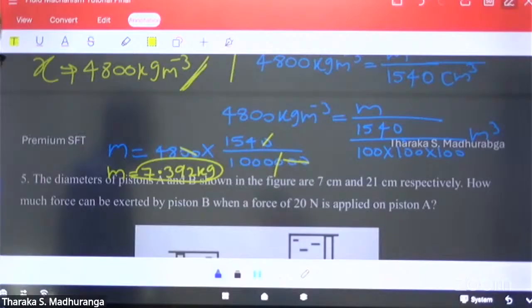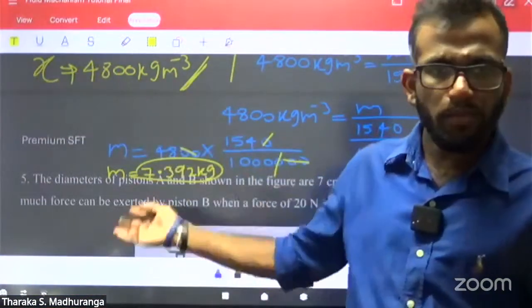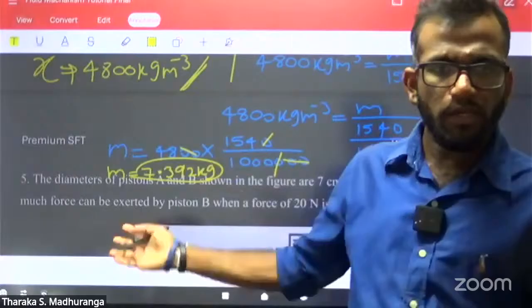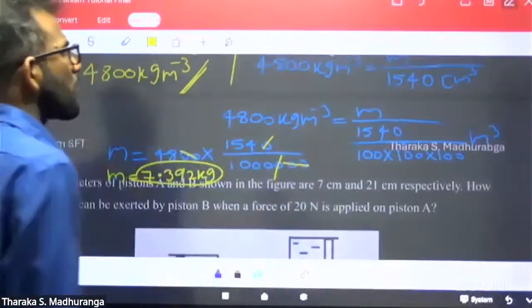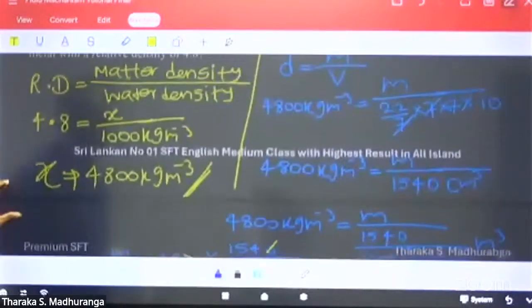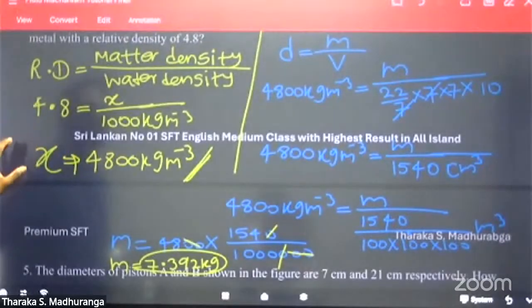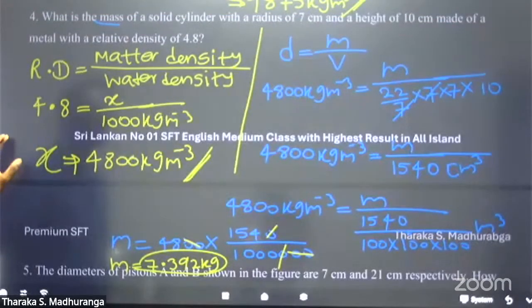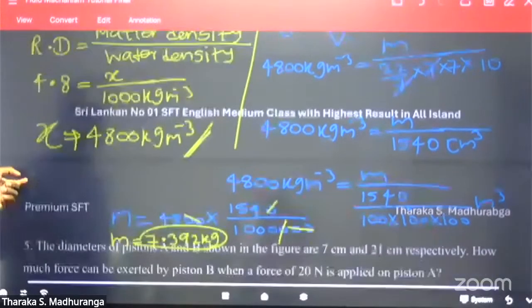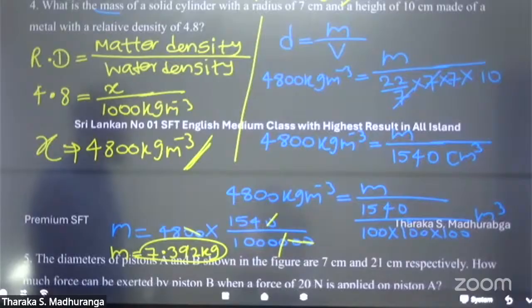This type of simple calculation is possible to come in an MCQ paper. You can see it is only unit conversion, no advanced calculation here. Okay, note down if you want.